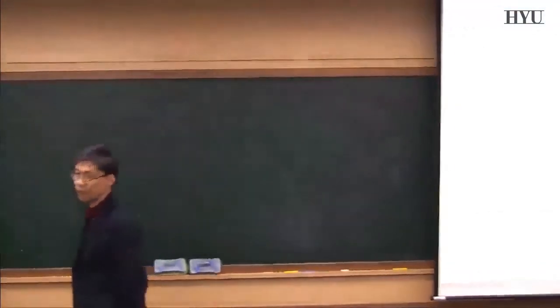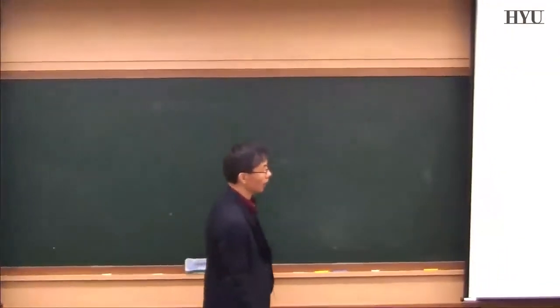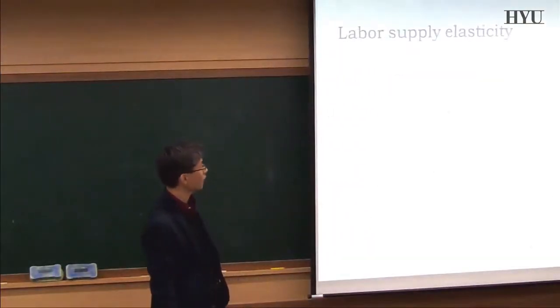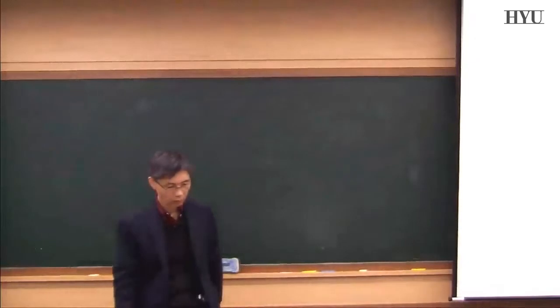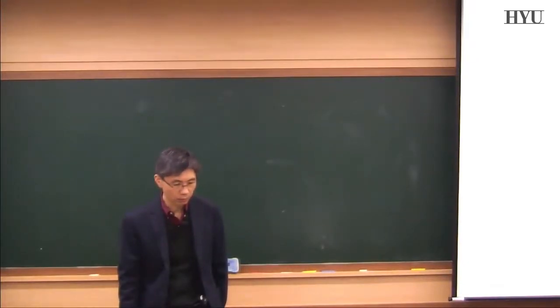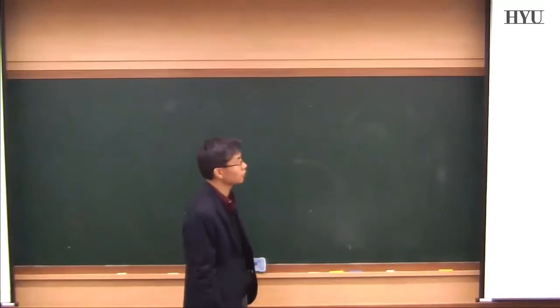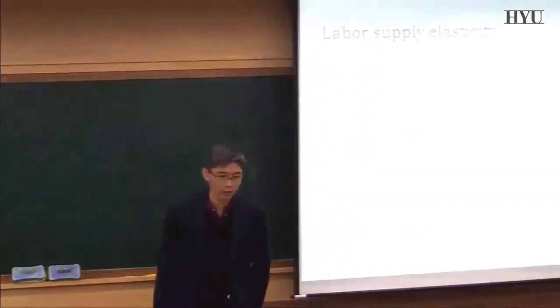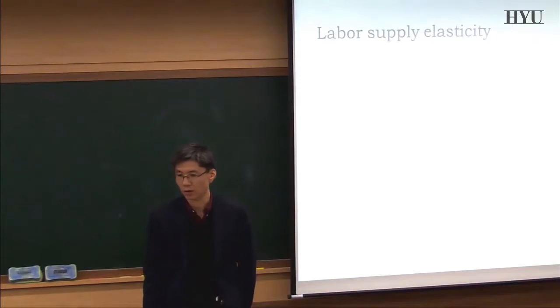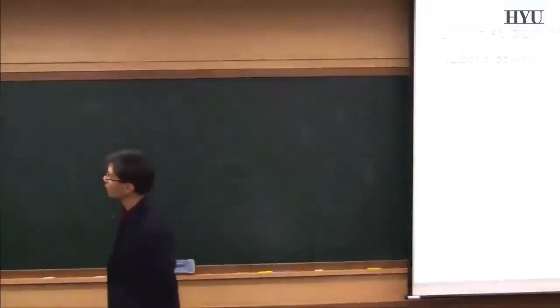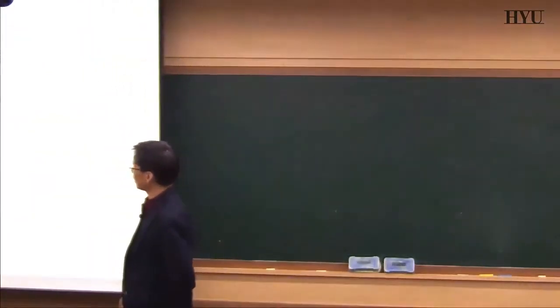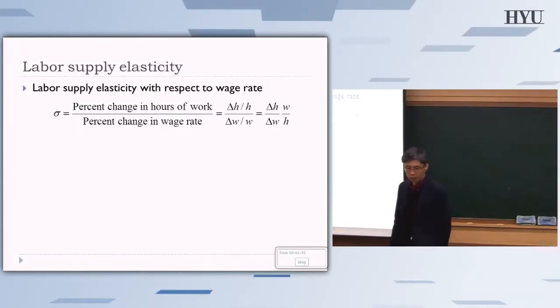Okay, so with the labor supply curve, obviously we can have the concept of labor supply elasticity, right? Elasticity, as you know very well probably by this stage of your study, is just a percentage change in something with respect to percentage change in other things. So labor supply elasticity with respect to wage is the percentage change in hours of work divided by the percentage change in the wage rate.